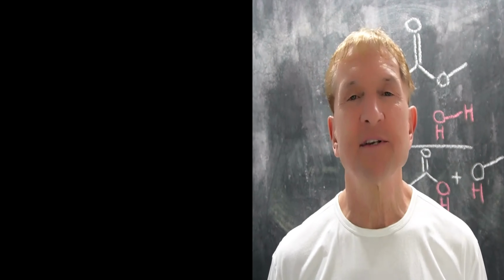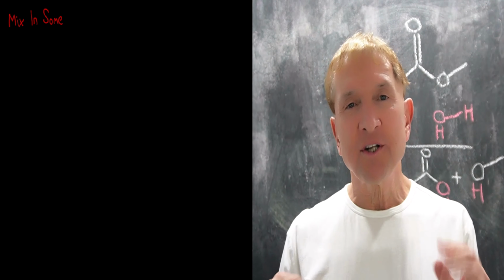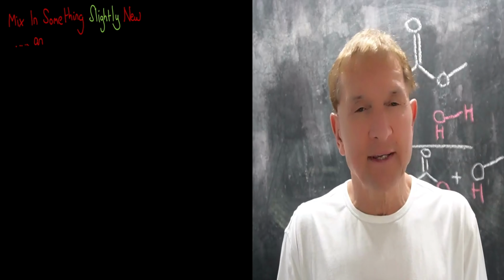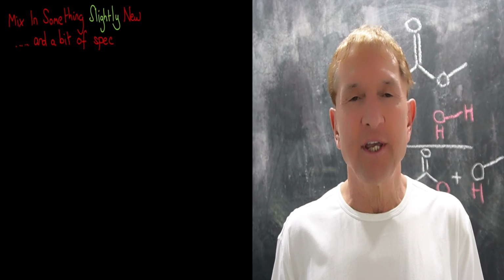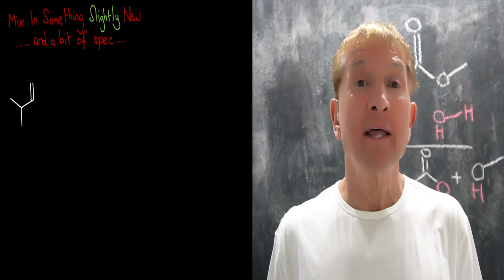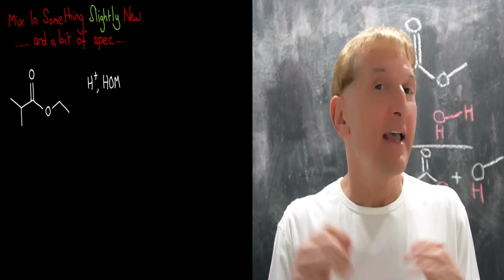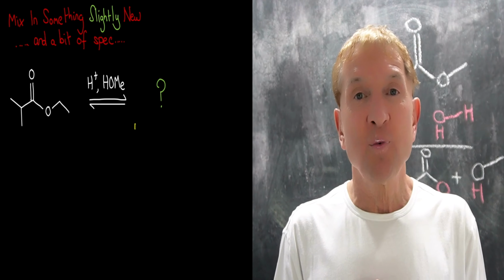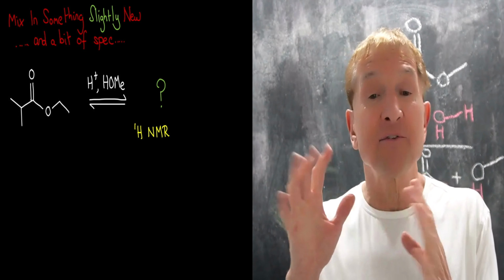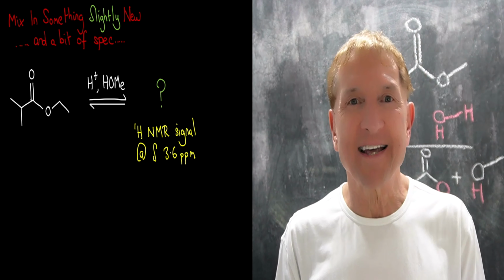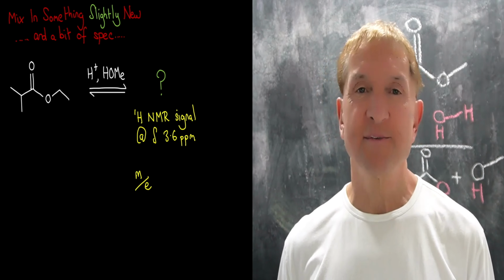Another way a professor can ask a question is on a very similar mechanism and throw in a bit of spectroscopy. Let's look at this example here. We took this ethyl ester and we stirred it up under acidic conditions in methanol. And we formed a product with a peak at 3.6 ppm. What's that? You might even be given a mass spectrum.